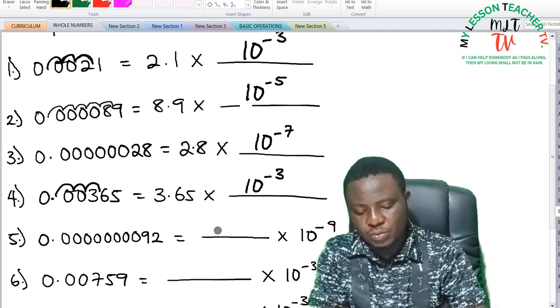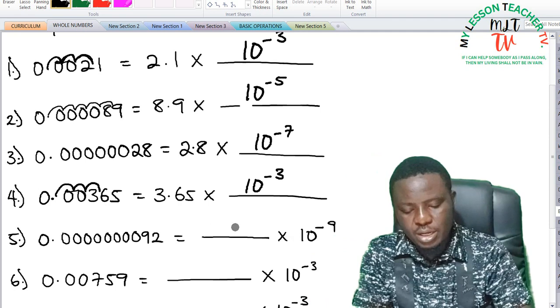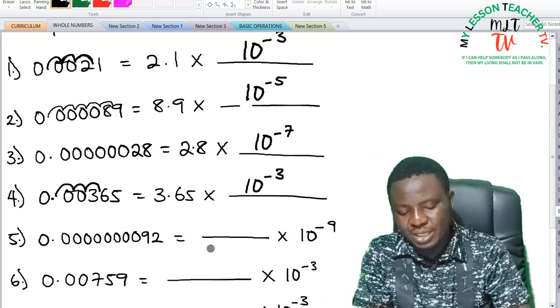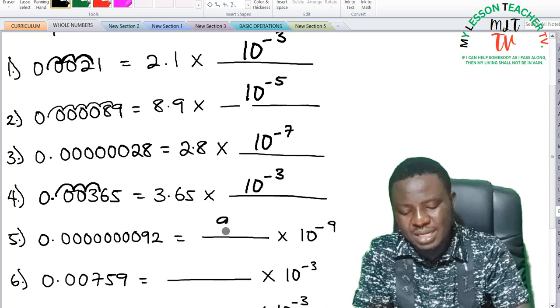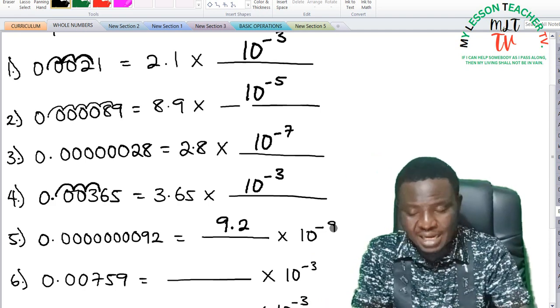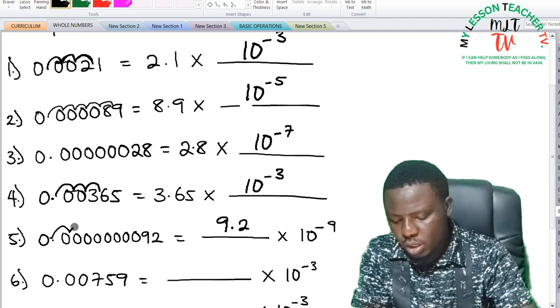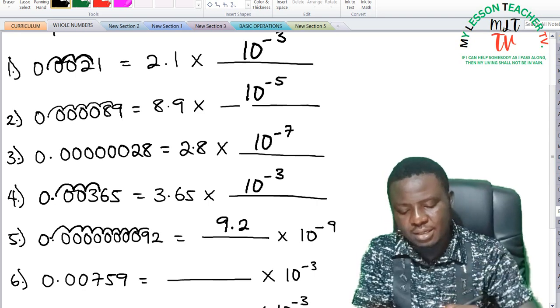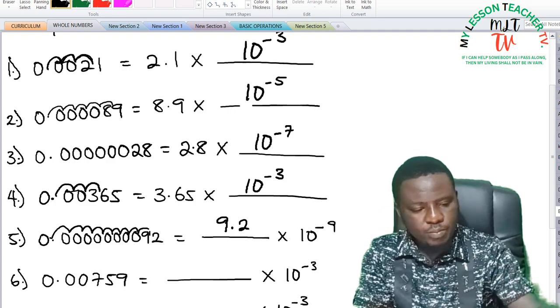They're asking us to find the value of A, where the power is being given. This now can be said to be 9.2. Is it 9.2? Let's confirm. We are going to move it 9 times. So this is 1, 2, 3, 4, 5, 6, 7, 8, 9, which is 9.2.